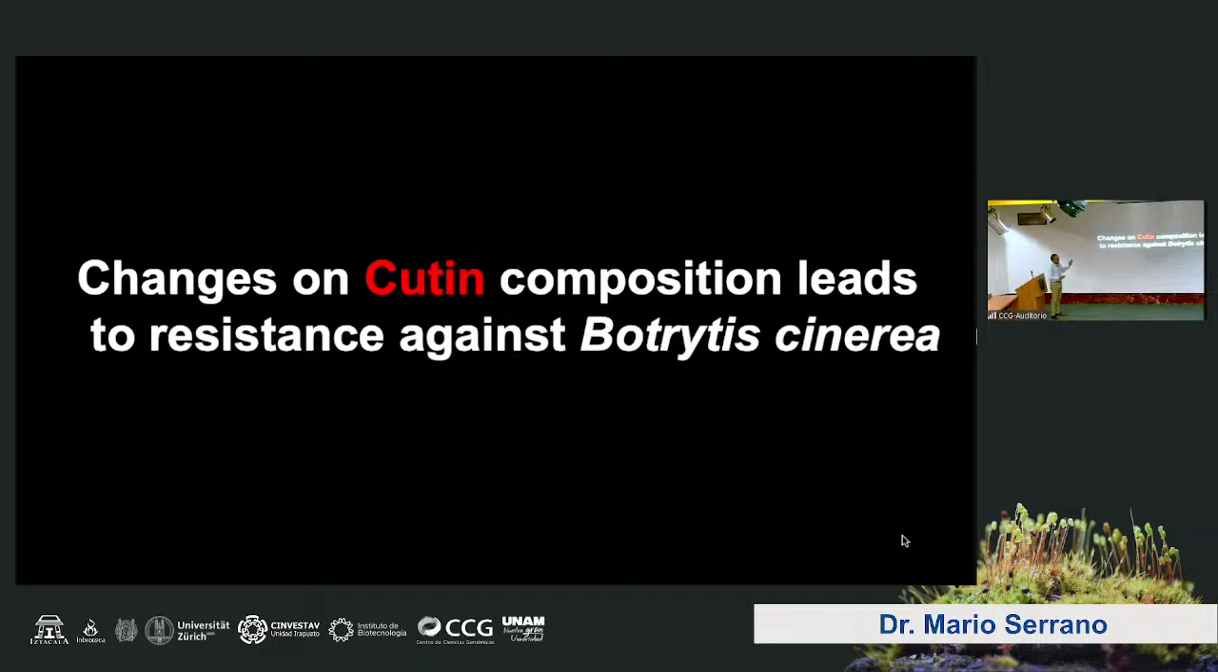In the next slides, we have been working on this since I was in Switzerland: that change in the cutin composition leads to resistance against Botrytis. This is a strange idea because, as I have just said, the cuticle is a barrier. So when you modify it, you might expect the plants to be susceptible. Well, the contrary happens. For some plants, the changes in the cutin and the cuticle lead to resistance. I will explain why.